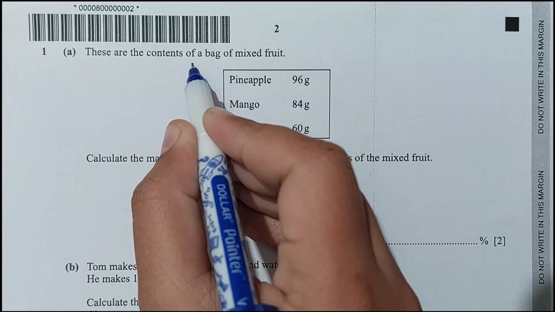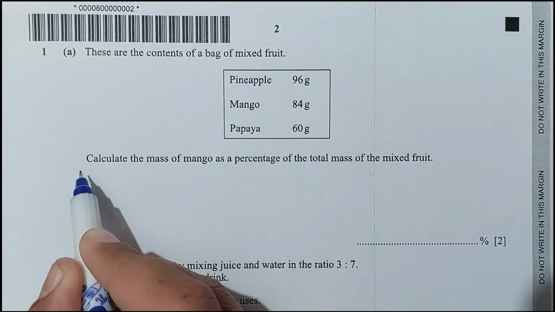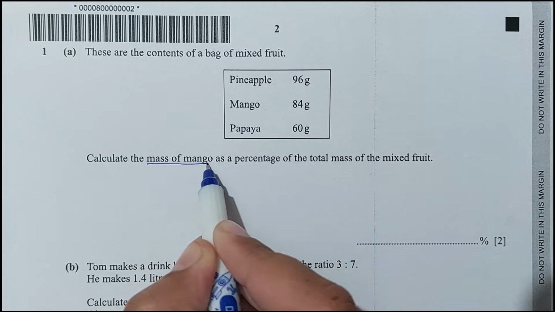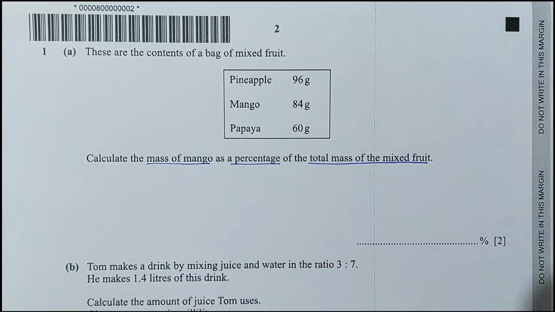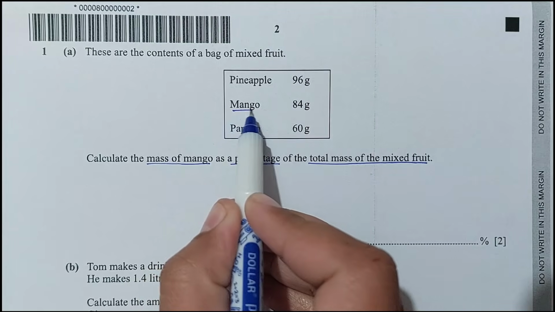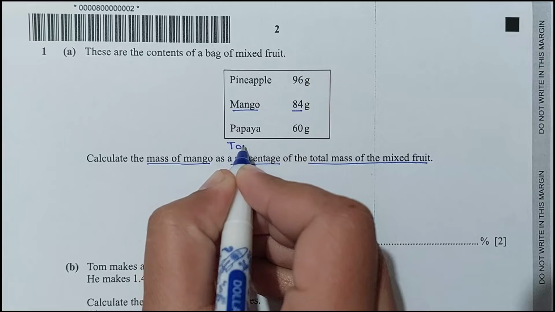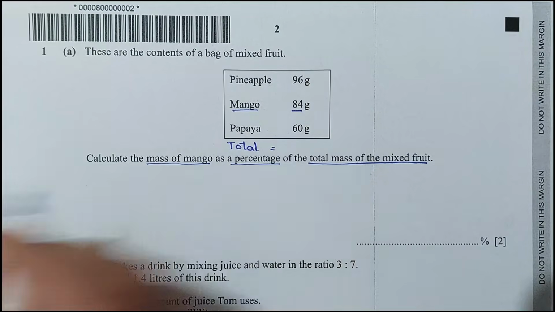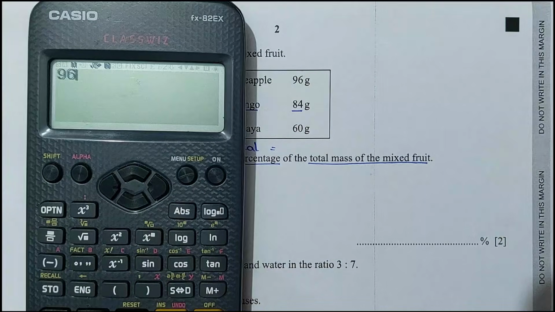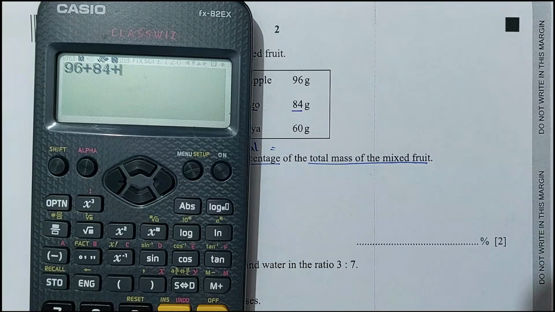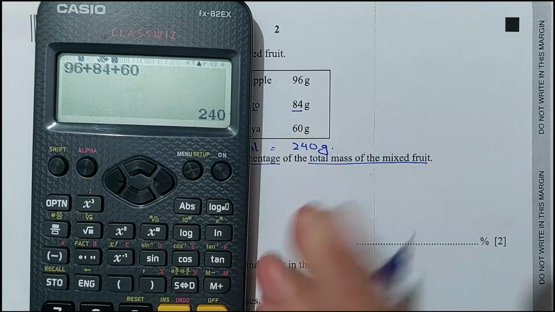These are the contents of a bag of mixed fruits: pineapple, mango and papaya. Calculate the mass of mango as a percentage of the total mass of the mixed fruit. Okay, so the mass of the mango is 84 grams. What is the total mass? We have to add them up. Pineapple is 96 grams, mango is 84 grams, and papaya is 60 grams. This is 240 grams in total.